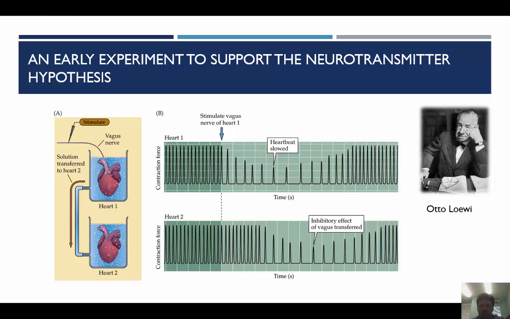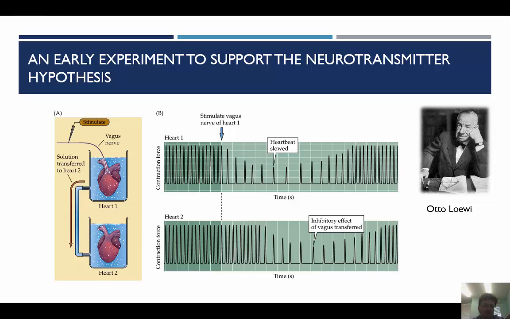But his theory was that the stimulation of the vagus nerve was releasing some sort of chemical that was then interacting with the heart to slow it down. Now, in order to prove this, he thought that if the chemical was being released by the nerve, it shouldn't go directly to the heart, but it should find its way into the solution. So if he could take some of that solution and put it into another chamber with another heart, which wasn't having its vagus nerve stimulated, then because the chemical from chamber number 1 got transferred to chamber number 2, we should see the heart in chamber number 2 also slow down.